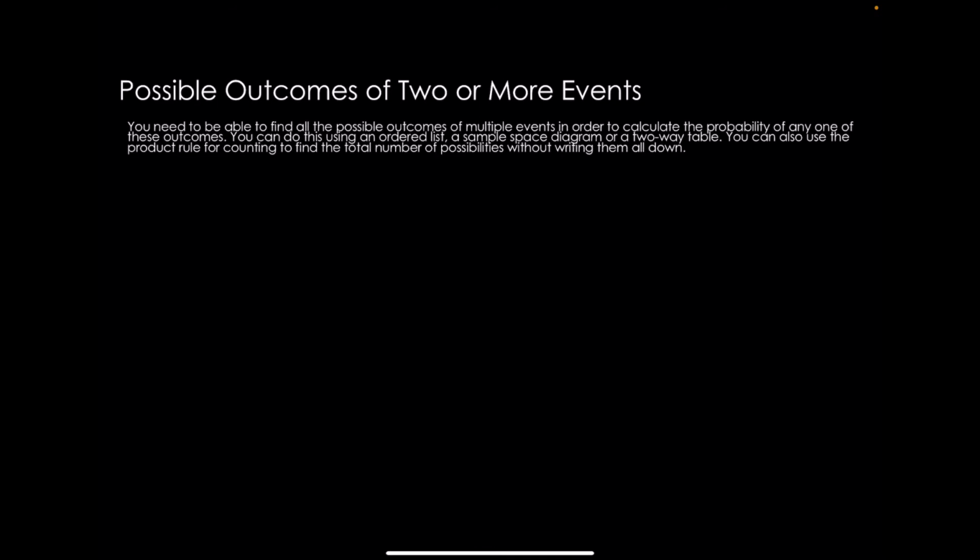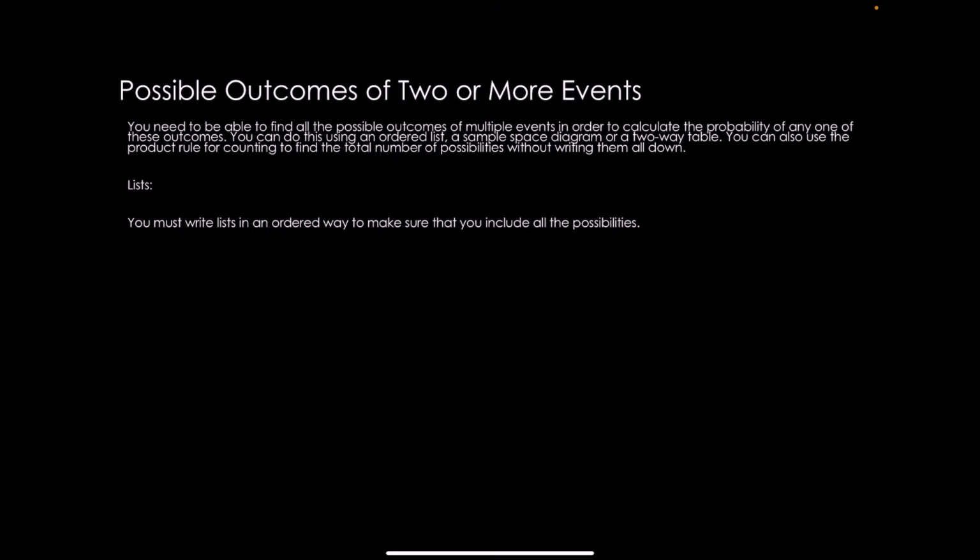Now then, when we look at possible outcomes for 2 or more events, it gets a little bit confusing, though I think a lot of you do quite well at these questions. You need to be able to find all the possible outcomes of multiple events in order to calculate the probability of any one of these outcomes. You can do this using an ordered list, a sample space diagram, or a two-way table. You can also use the product rule for counting to find the total number of possibilities without writing them all down. If you're going to use a list, you must write it in an ordered way to make sure that you include all the possibilities.